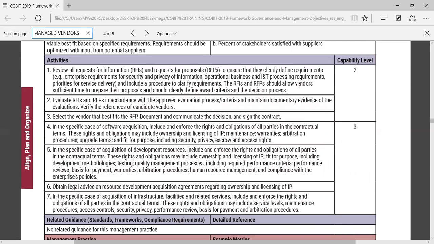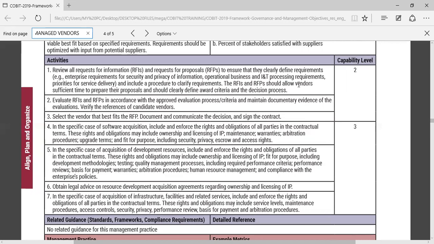So right from the request for information, which is used to solicit information from vendors, all right, and the request for proposal, which is used to state the need of the client organization, let the vendor know in advance that you place a lot of emphasis on security, privacy, all right, risk management, excellent service delivery. So right from these documentations, start communicating with your potential vendors about how seriously you care for security, privacy, and excellence. Okay, and include the procedure to clarify requirements.